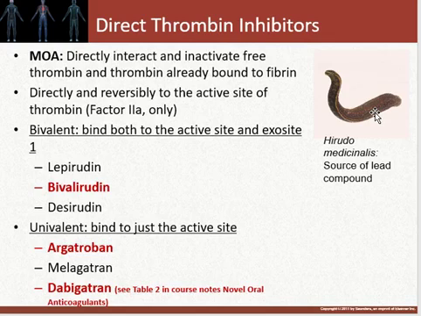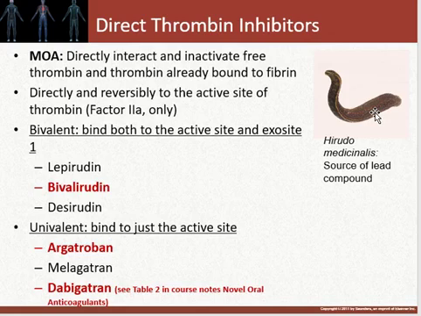There are two subsets, the bivalent and the univalent. I'm not sure how clinically relevant that is, but I did put it in here just in case you come across it in the literature. The bivalent drugs bind to both the active site and another allosteric site called exosite 1, whereas the univalent molecules just bind to the active site. Again, I'm not really sure if that's clinically relevant, but at least you've heard it once. I don't intend on testing you on that. I don't think it's that important.